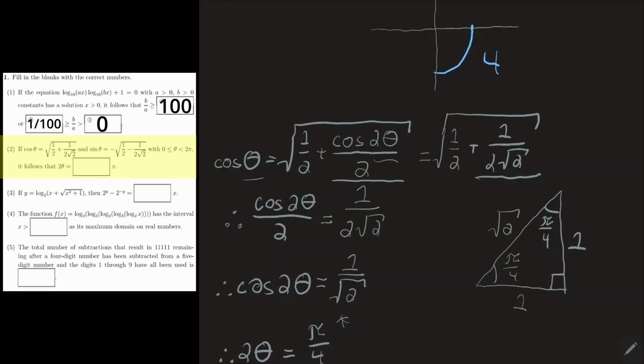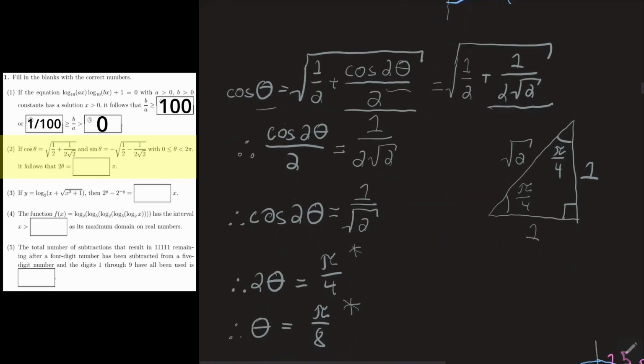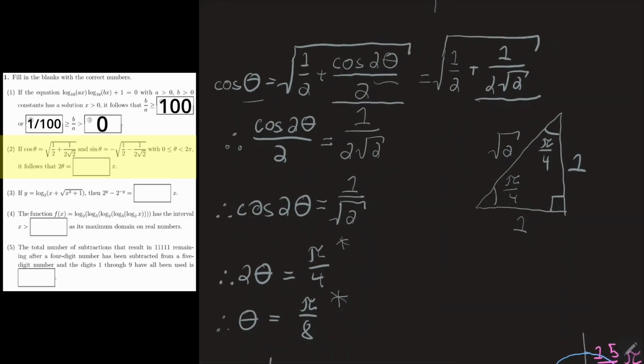And then if we use the special triangle, hopefully you should be able to just recognize this, because this is one of the special common angles, pi over 4, pi over 3, and pi over 6. You'll see that 2 theta is equal to pi over 4, and then if we divide both sides by 2, that means that theta is equal to pi over 8.